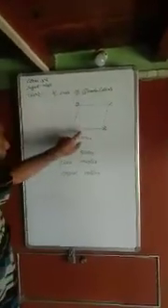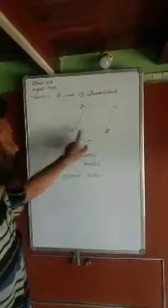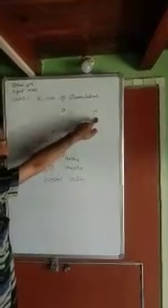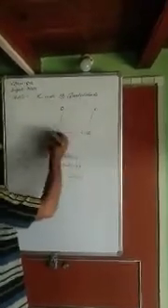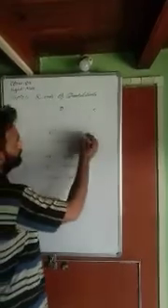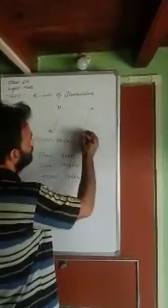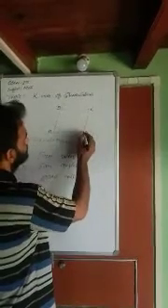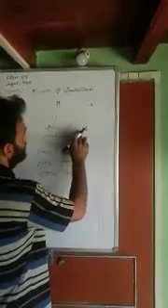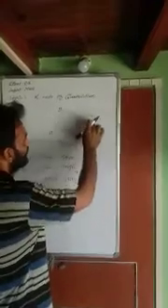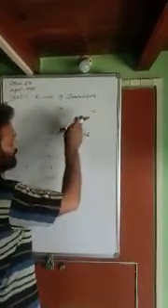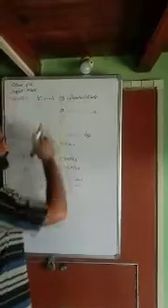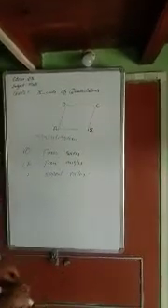We also have adjacent sides. AB and BC are adjacent sides. Adjacent means one of the sides starts from where the other side ends. So AB and BC are adjacent sides. Similarly, CD and DA are adjacent sides.